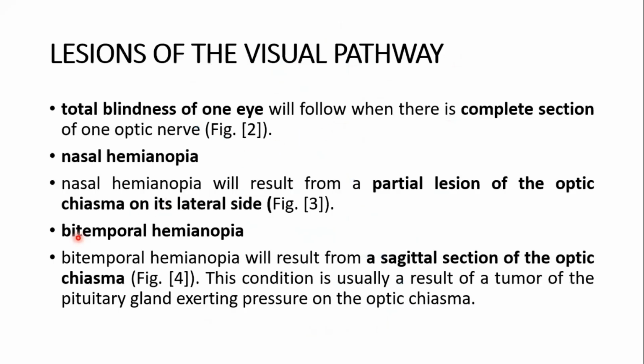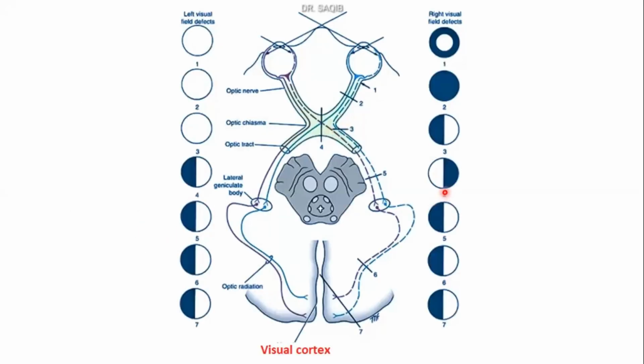And then bitemporal hemianopia, number 4, bitemporal. This is the temporal side. No vision here. This is blindness, bitemporal. And this is the normal vision over here, normal vision over here. So this would be the bitemporal hemianopia, right? Half of the eye is lost. This is hemianopia.